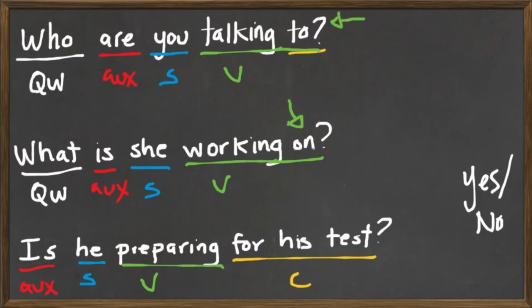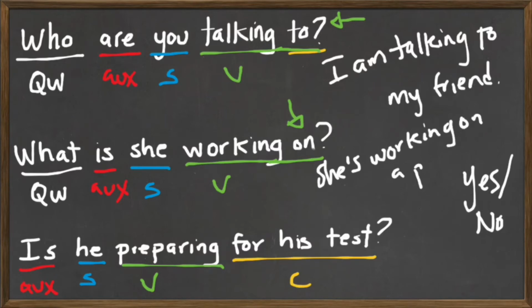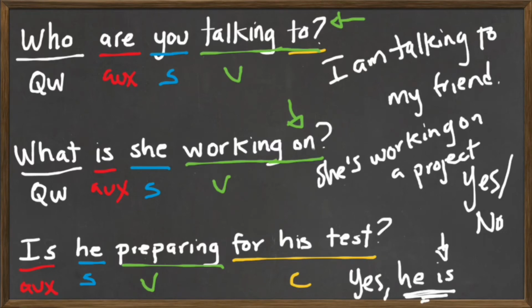Okay, let's answer these questions. Question number 1, who are you talking to? You can say, I am talking to my friend. It's an information answer. What is she working on? You can say, she's working on a project. Yes-no question answer. Is he preparing for this test? You can just say yes, he is. In the answer, for yes or no, we're going to use the same form of the verb to be that we have in the beginning. Is.